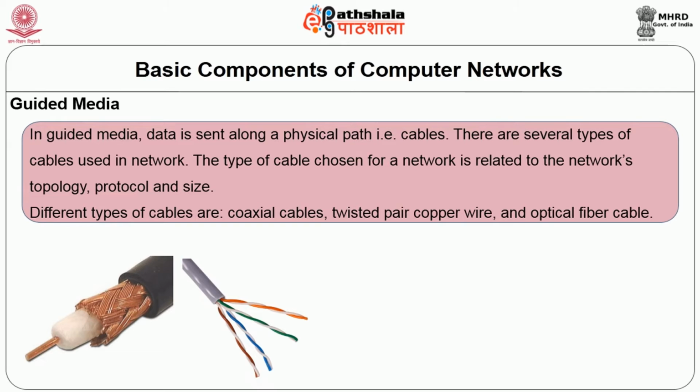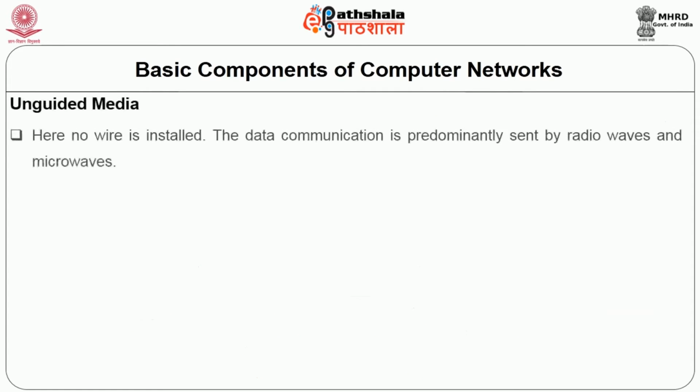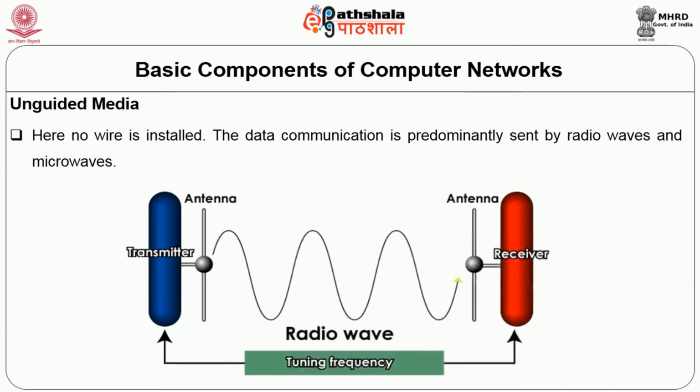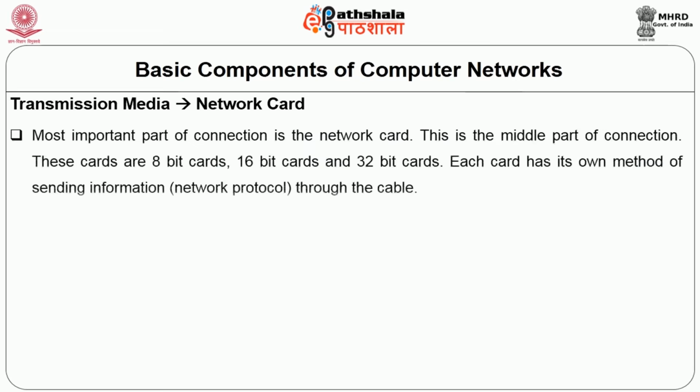Twisted pair cables come in two varieties, shielded and unshielded, and then optic fiber cable. The unguided media: data communication is predominantly sent by radio waves and microwaves. Transmission media, and again the network card.